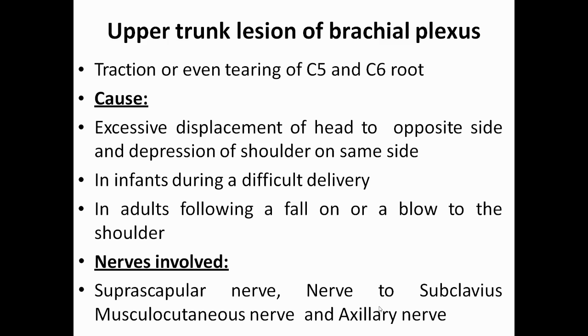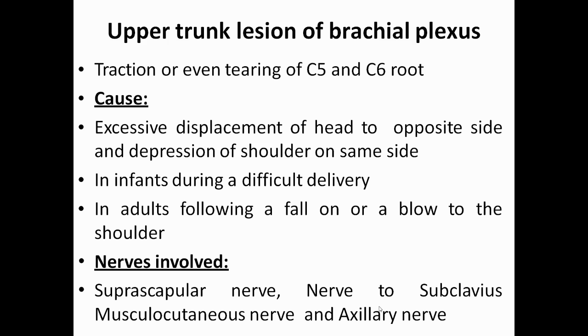Upper trunk lesions of the brachial plexus happen by traction or even tearing of the C5 and C6 roots. The causes are excessive displacement of the head to the opposite side and depression of the shoulder on the same side in infants during a difficult delivery, and in adults following a fall on or a blow to the shoulder.